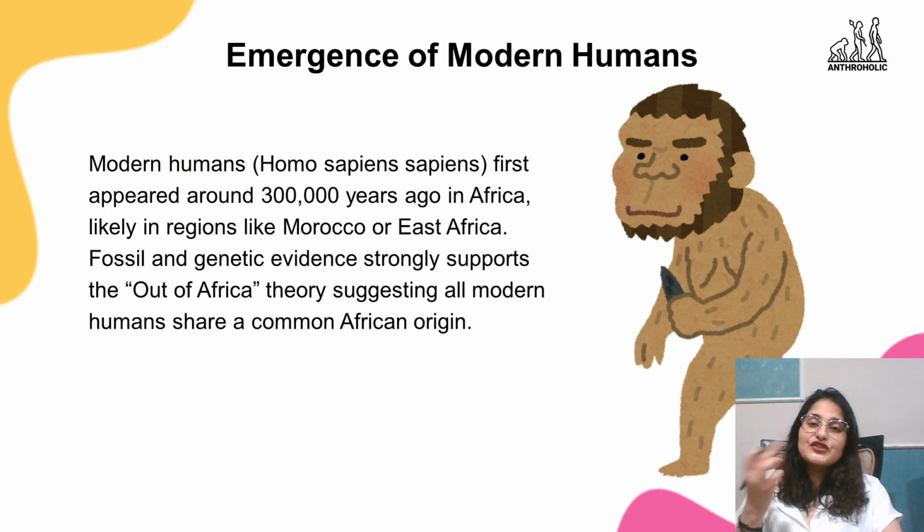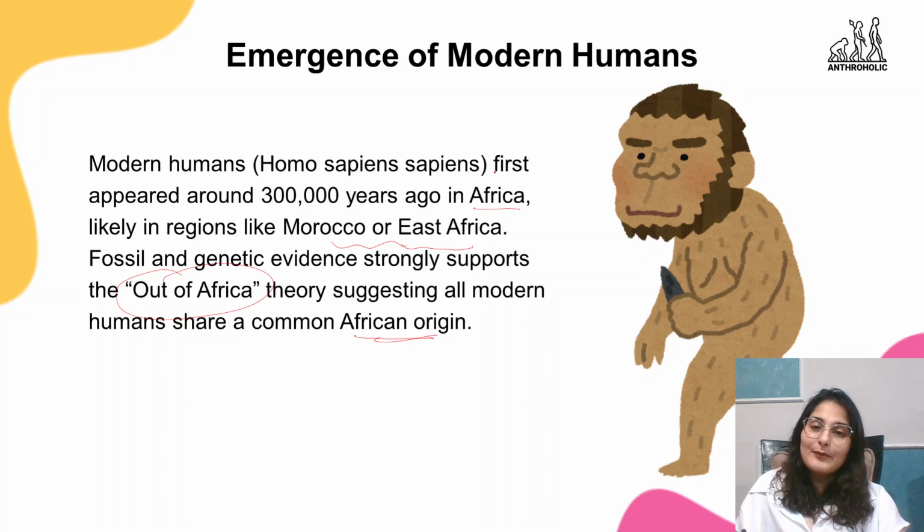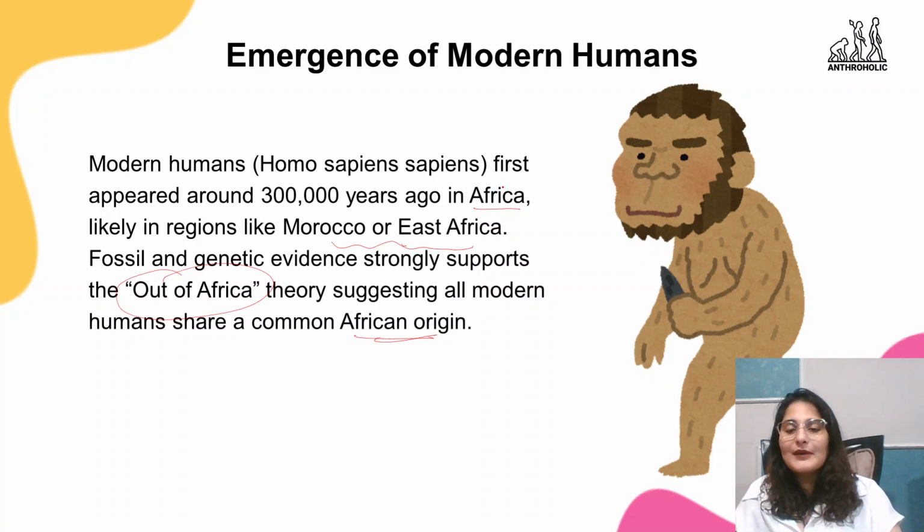Now, if we look at the emergence of modern humans, that is Homo sapiens sapiens, they first appeared around 300,000 years ago in Africa, likely in East Africa or Morocco regions. Fossil and genetic evidence strongly supports the out of Africa theory, suggesting all modern humans share a common African origin. So the theory of modern humans states that every human being has been an out of Africa flow. That means the development of humans happened in Africa.